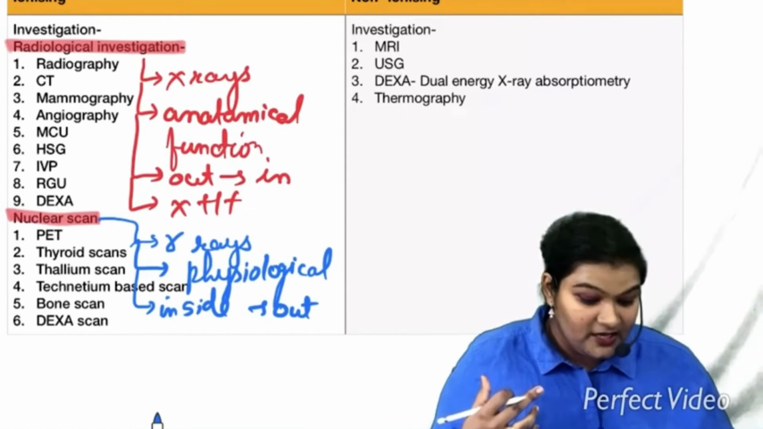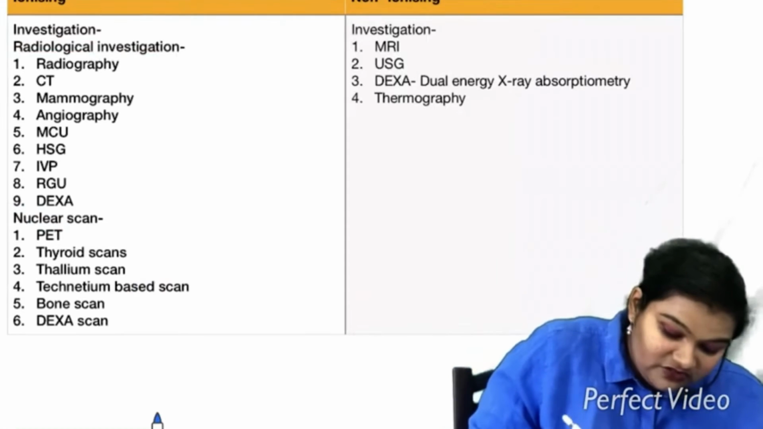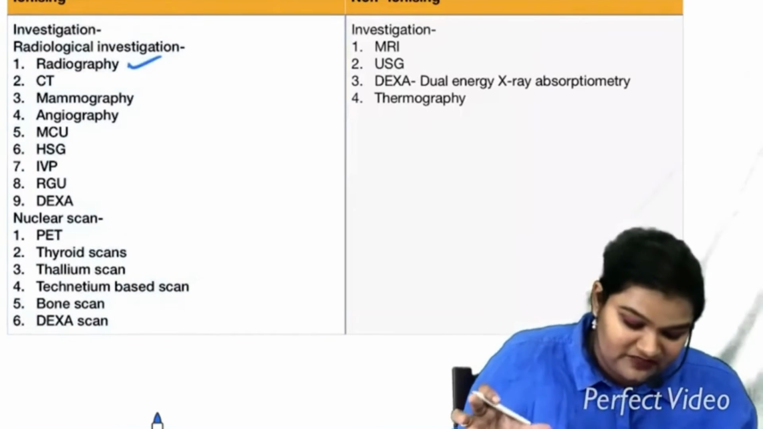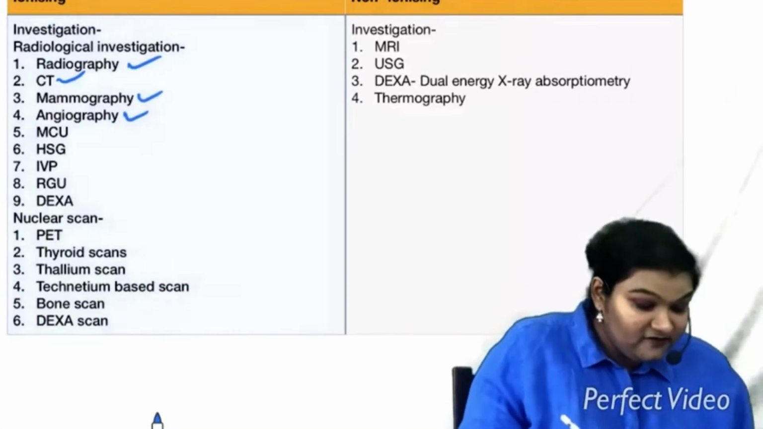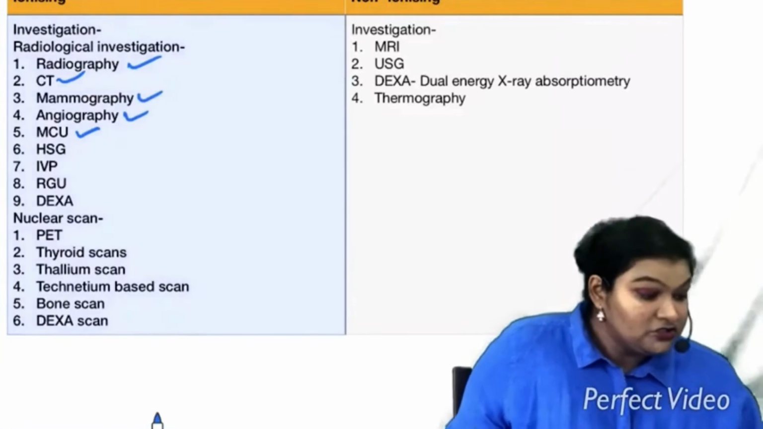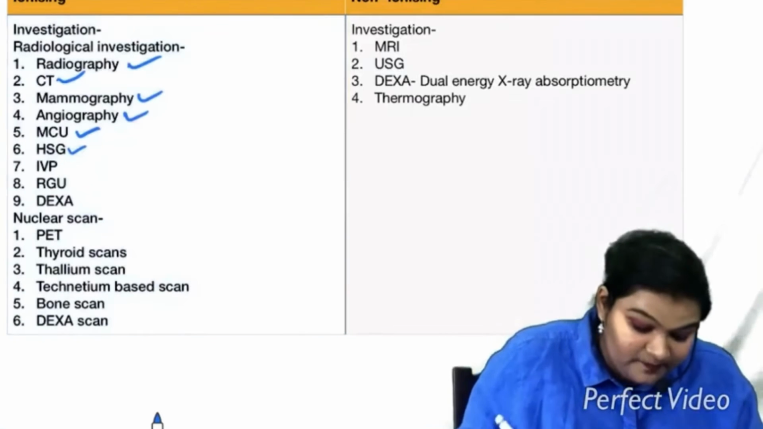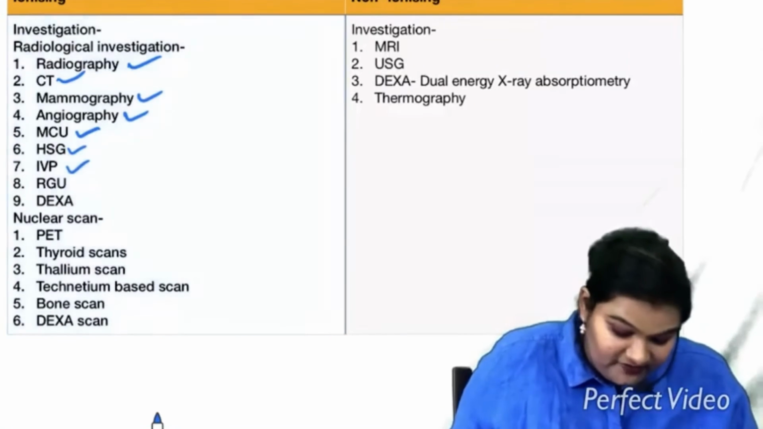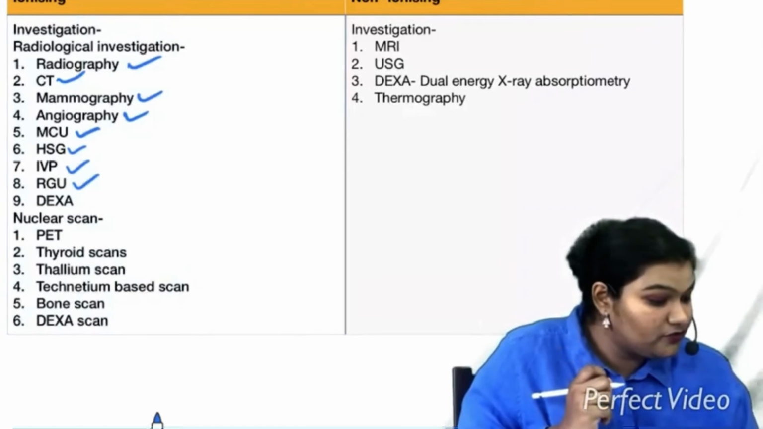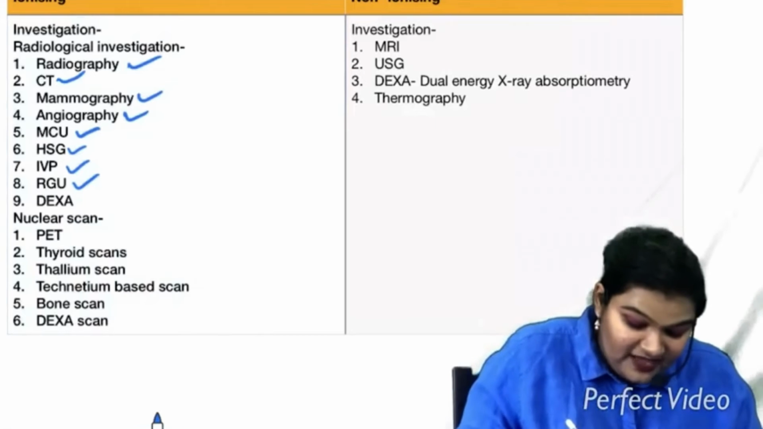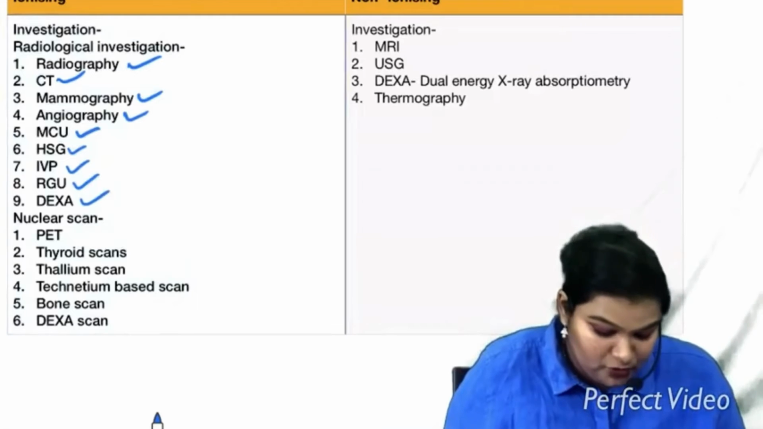What are the different types of investigations that come under this part? So the first one is radiography under radiological investigation. The first one is radiography, then we have CT scan, mammography, angiography, then micturating cystourethrogram, then hysterosalpingography, then intravenous pyelography, then retrograde urethrography, and then we have DEXA. DEXA means dual energy X-ray absorptiometry.